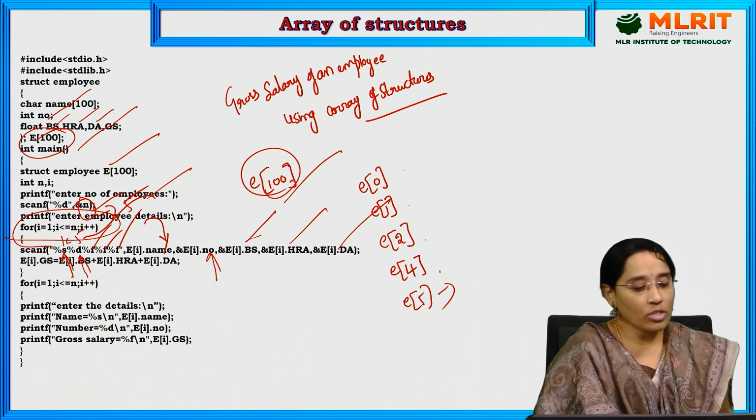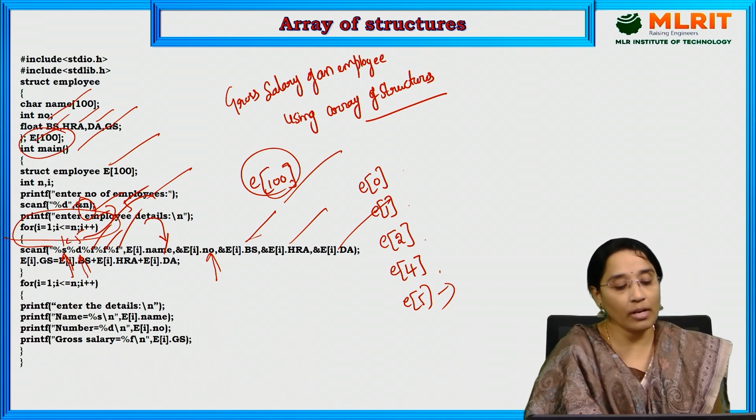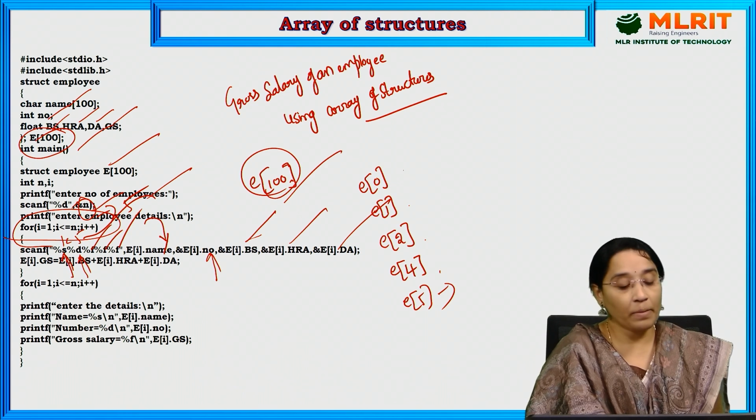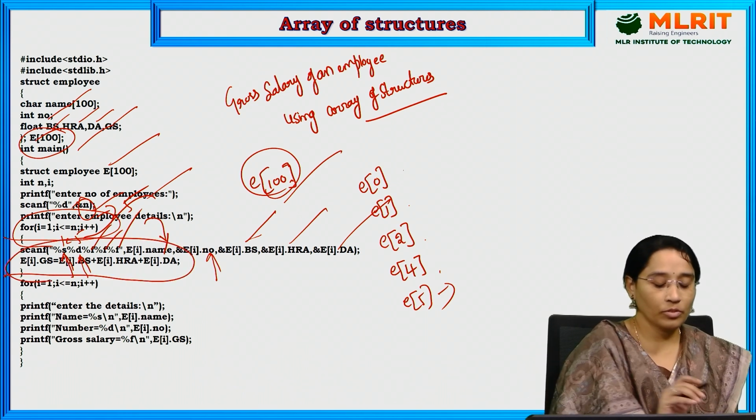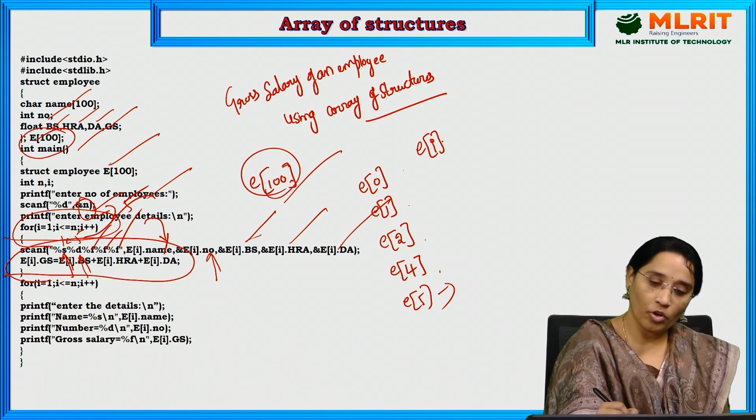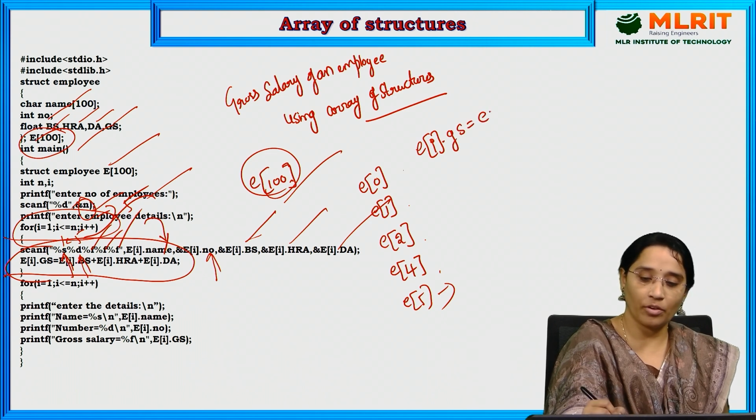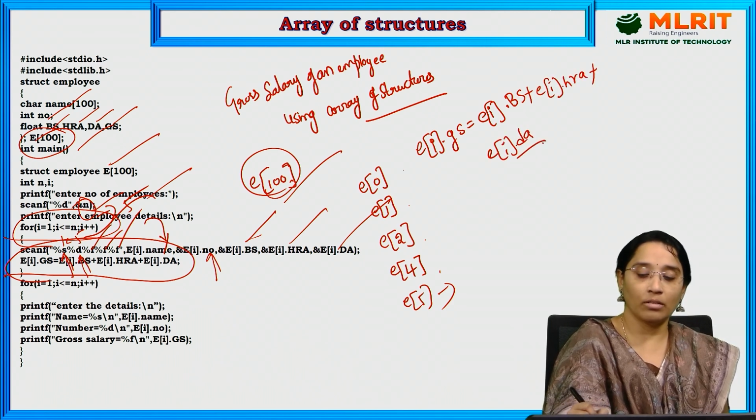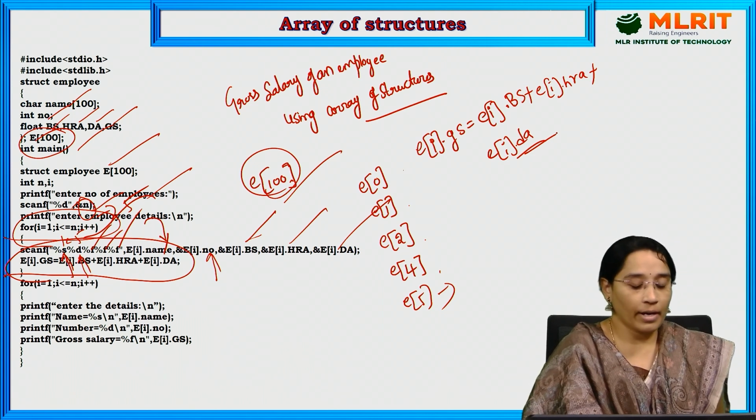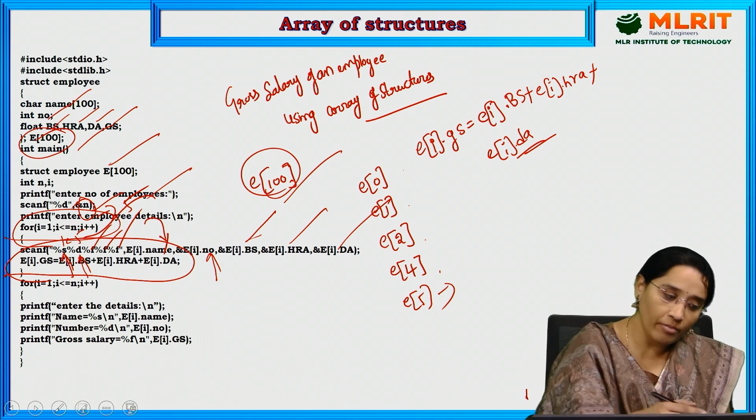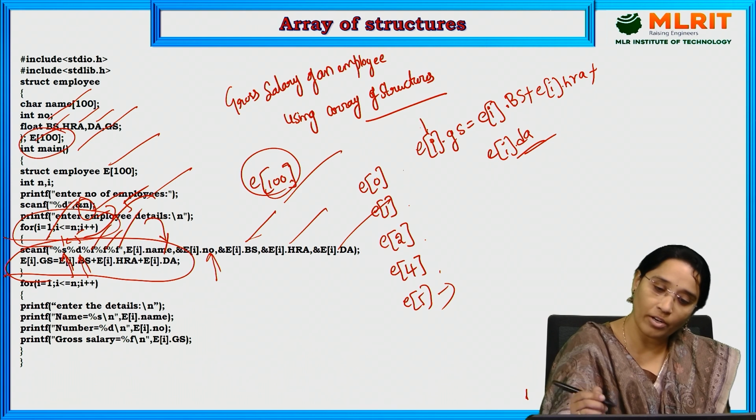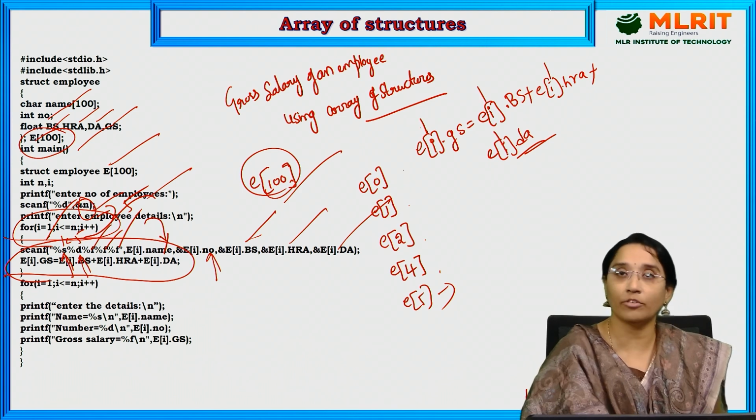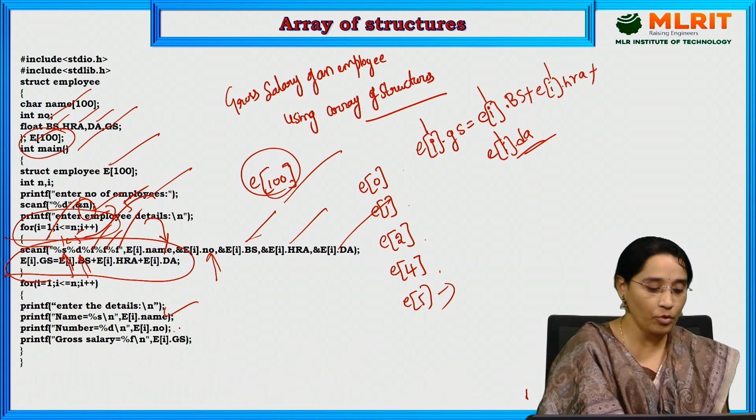And gross salary, how to calculate the gross salary? It is basic salary plus HRA plus DA. So it is E of i dot GS is equal to E of i dot basic salary plus E of i dot HRA plus E of i dot DA. Like that you can write. If i is 0, or as we have taken i from 1, E of 1 dot GS means we are calculating for the first employee. The same you will print on your screen.